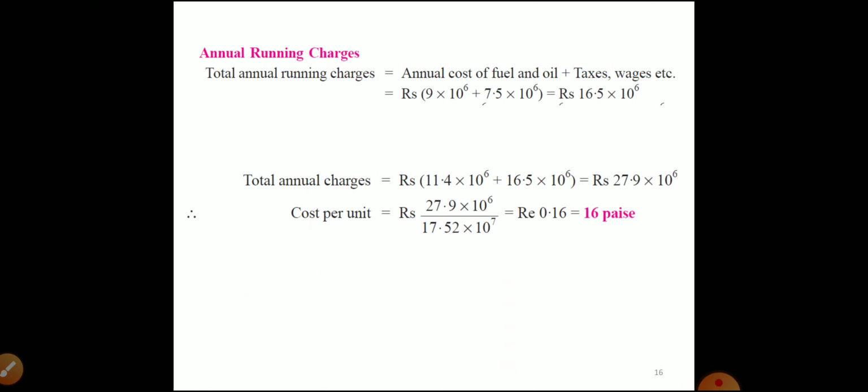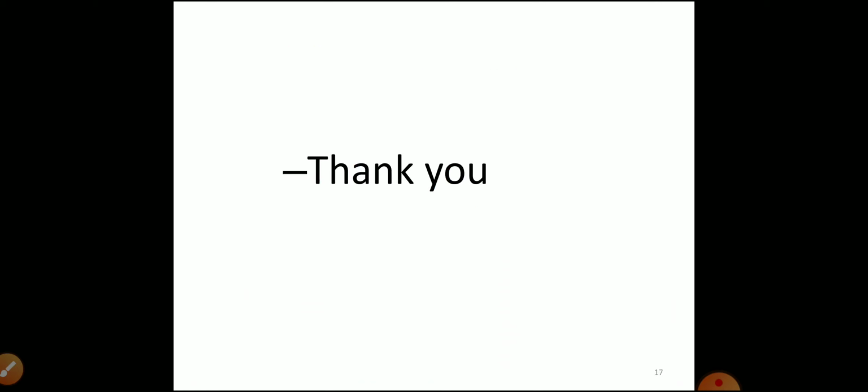Okay. So total annual charges is equal to the fixed charges as we calculated in the previous slide, that is 11.4 into 10 to the power 6, plus running charges, that is 16.5 into 10 to the power 6, which gives us rupees 27.9 into 10 to the power 6. Therefore cost per unit will be equal to total cost divided by number of units generated. So this will give us 0.16 rupees per kWh, meaning 16 paise are required for generation of 1 unit of electrical energy. Okay, thank you.